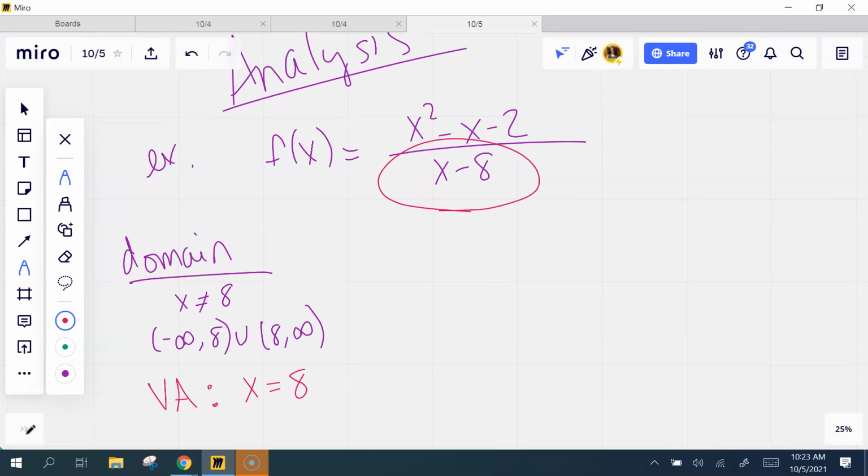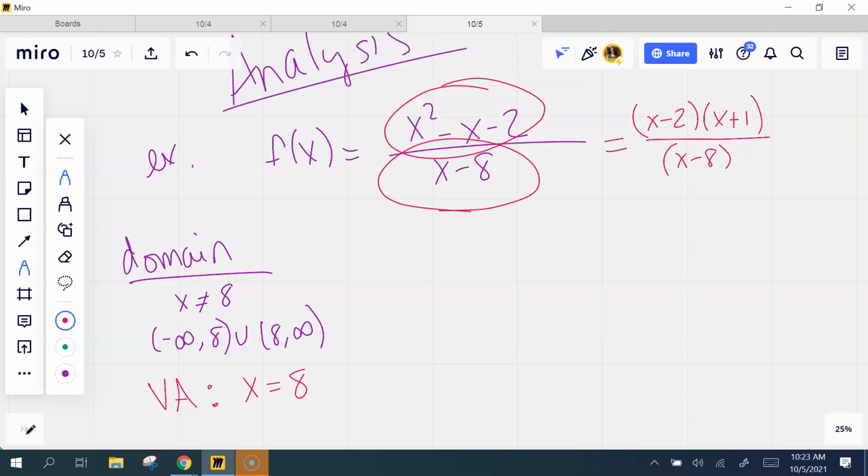I am going to go ahead and factor this out before I jump to any other conclusions so that I can do a little further analysis here. How does the top factor? You should be able to factor that in your head. No leading coefficient. X minus 2, x plus 1 over x minus 8. Why did I need to do that? Holes, check for holes, make sure nothing cancels, right?